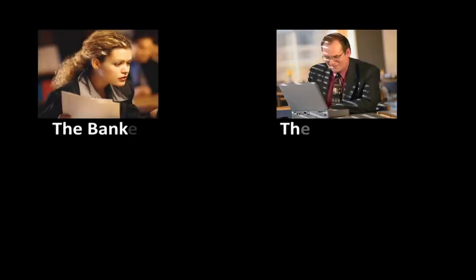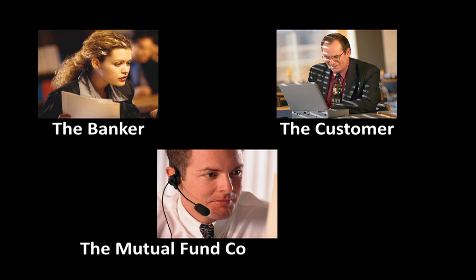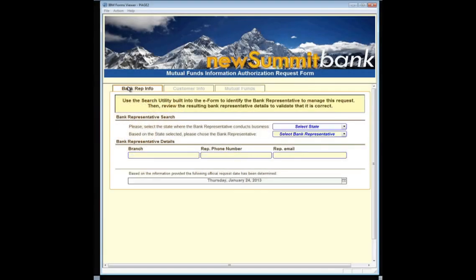When we go to our demonstration, you can see that there are three different roles. There's a bank representative, there's a customer, and there's a mutual fund co-agent. In this particular case, the workflow around this form is going to be initiated by the bank representative. So we're going to select the bank representative view and navigate through their part of the form. This is going to initiate the entire process. And again, it starts with the bank representative.